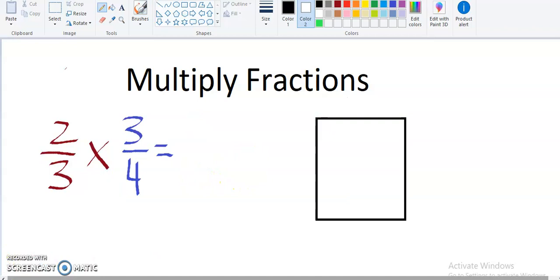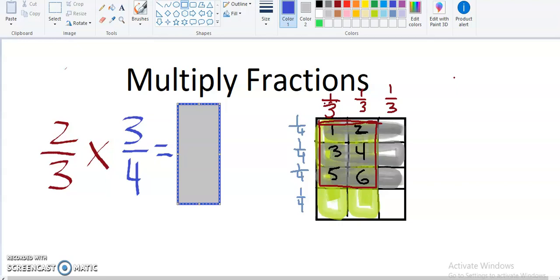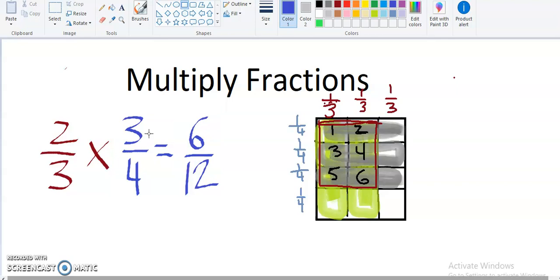I'd like you to multiply these fractions and also model it with a rectangle. Pause the video and work on it. The model was divided into 3 equal columns and 4 equal rows. And we go back to 2/3 times 3/4 and multiply across, which would be 2 times 3 equals 6. And 3 times 4 equals 12.